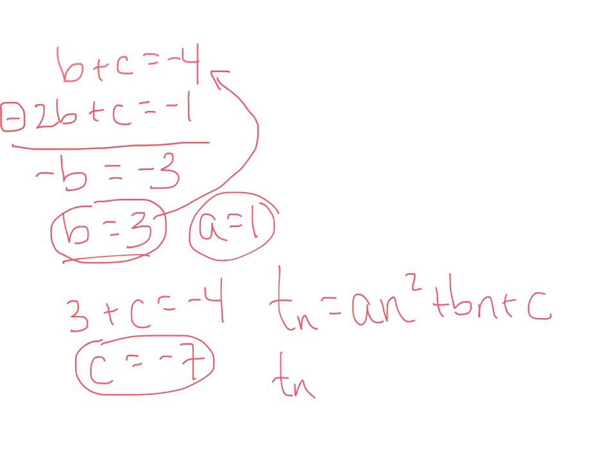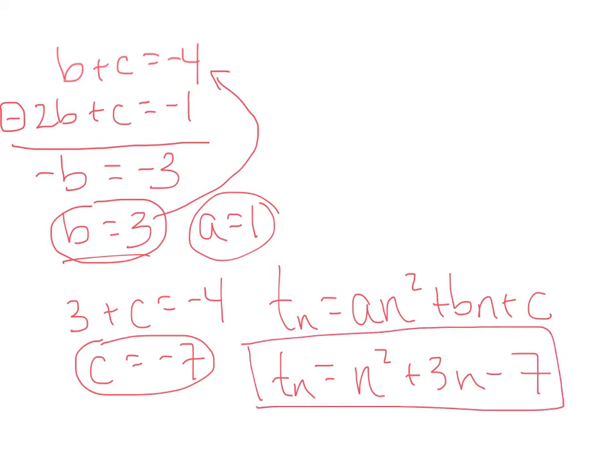And so the general formula for finding terms in this sequence is 1 times n squared plus 3n plus c, which is -7. And you could go test this out with your third or fourth term, and you would see that it does, in fact, work.